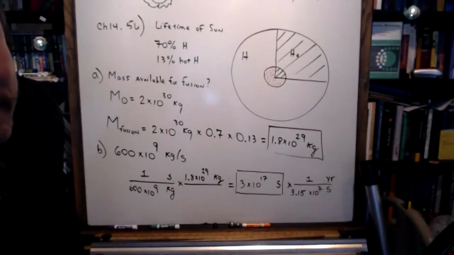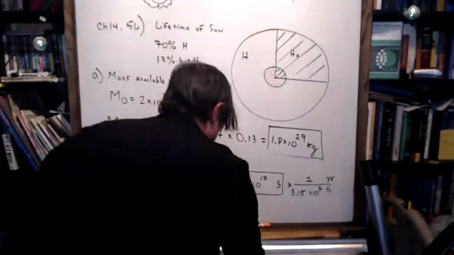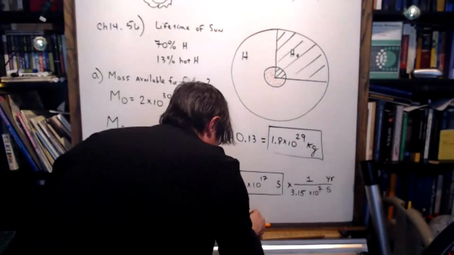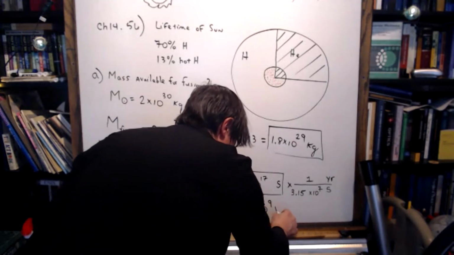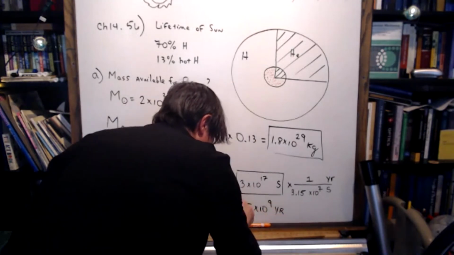Okay, so how many years are we talking? 9.5 billion. 9.5 times 10 to the 9 years. Put a box around that as well.